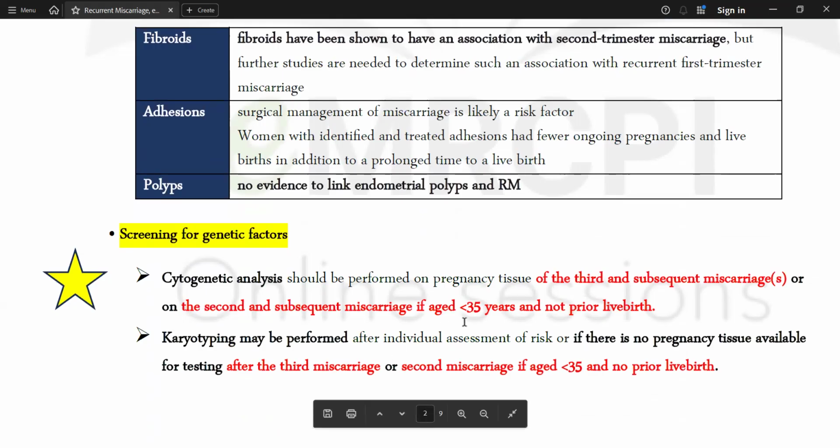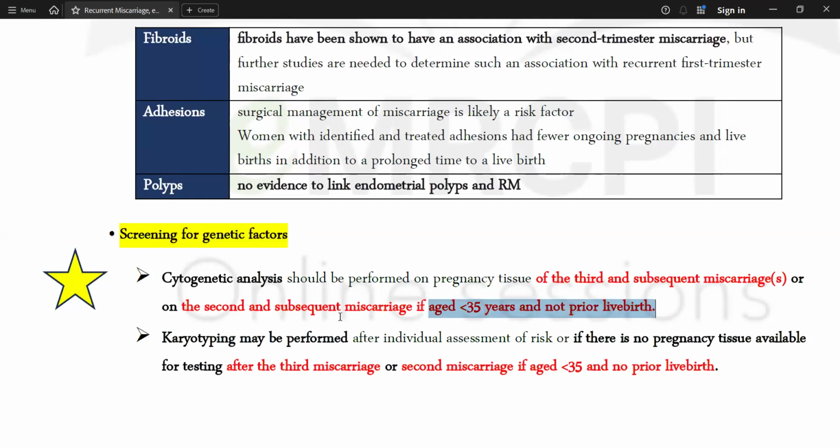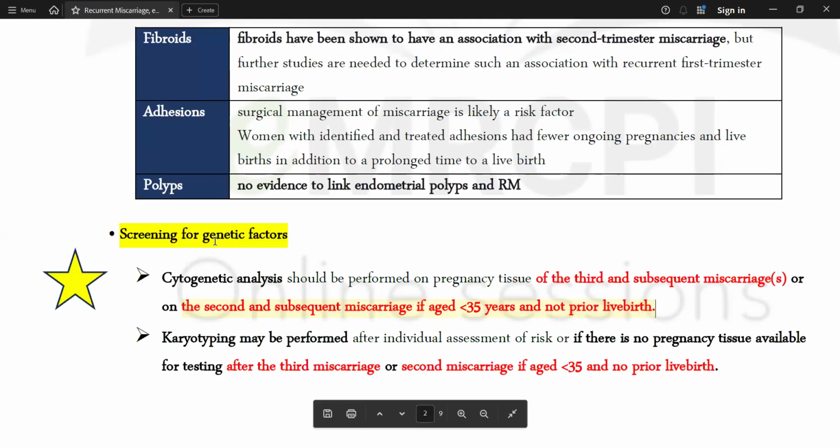We are going to do it in general from the third and subsequent miscarriages, or if the lady is less than 35 years with no prior live births and she is in the second miscarriage now, you should do cytogenic analysis for this miscarriage. And again, this is unique for the RCPI. So we have two cases: someone who is less than 35 with no prior live births, we can do from the second miscarriage, or in general, we can do after the third miscarriage.